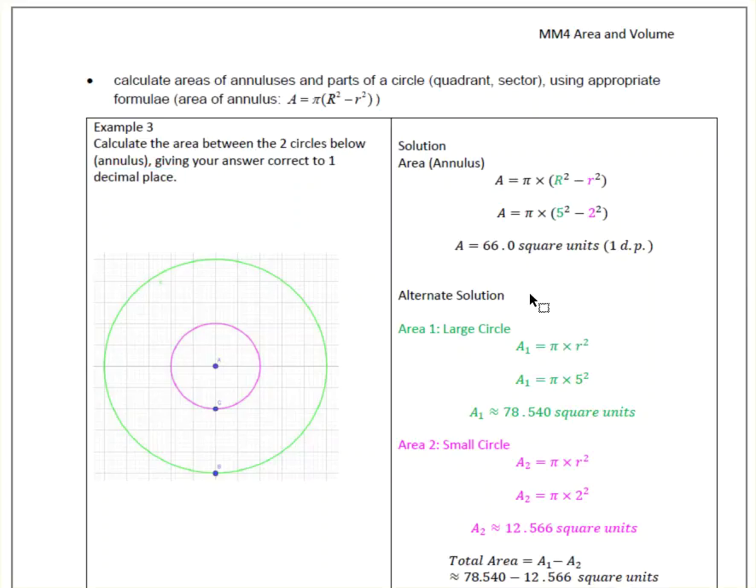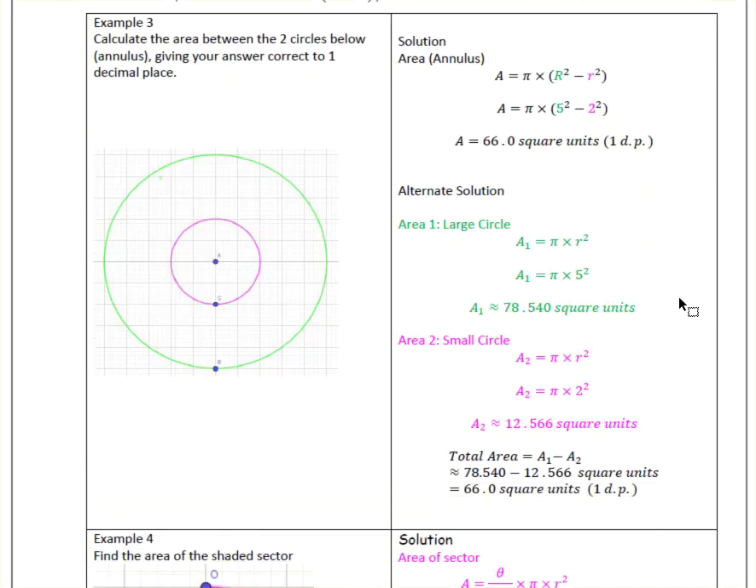The other way to do the problem, it's always good to have two ways to do problems, is you can find the area of the large circle, the area of the small circle, and then find the difference between them. And you can see that we actually get exactly the same answer. Just make sure if you do it this way, if you're using a progress number, that you use more than the required decimal places. Otherwise, you might get an error in your calculations.